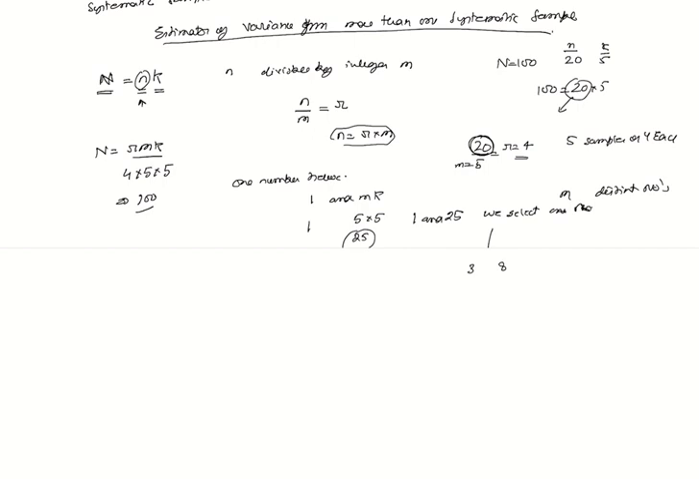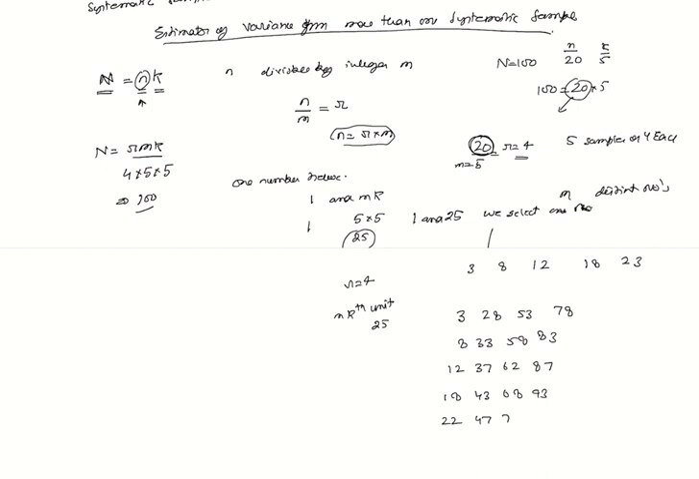that will be 3, 8, 12, 18, 22, say randomly choosing these numbers. Now we need to get a sample size of r equal to 4, so we add mk, which is 25, to each. So that will be 3, then 28, then 53, then 78. Similarly, the next one will be 8, 33, 58, 83. Then we will have 12, 37, 62, 87. Then 18, 43, 68, 93. Then 22, 47, 72, 97.